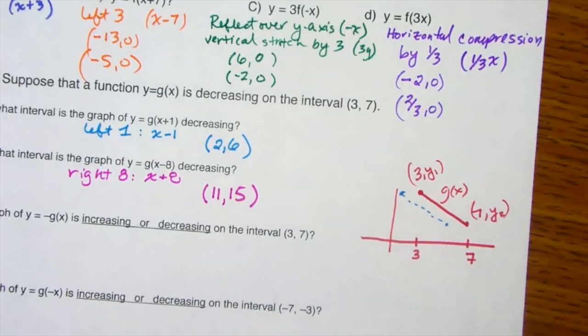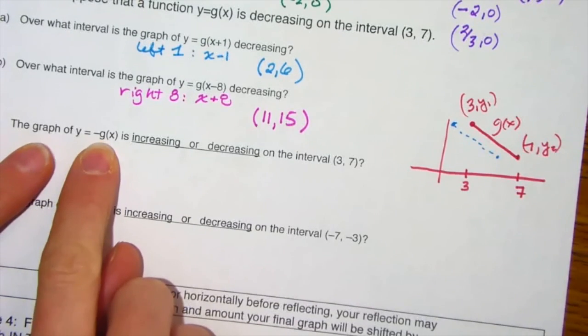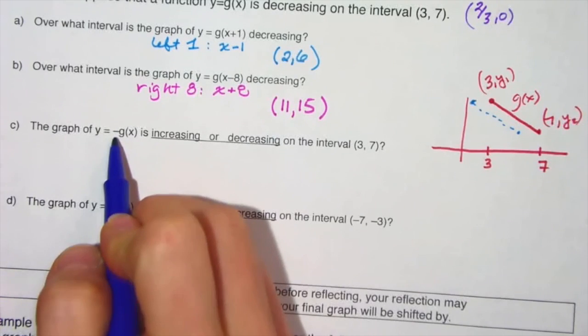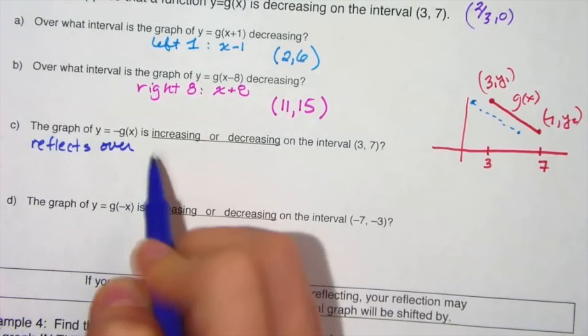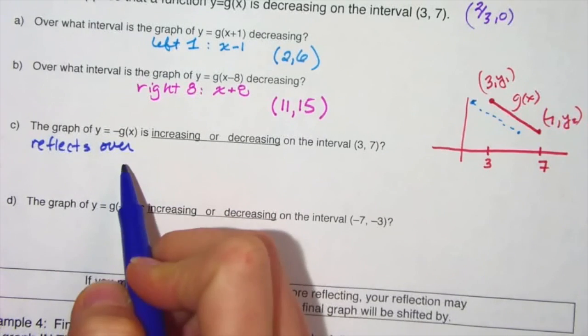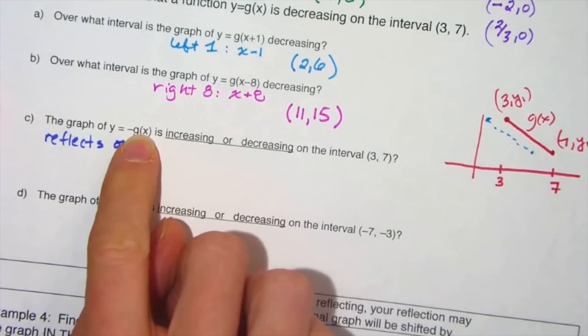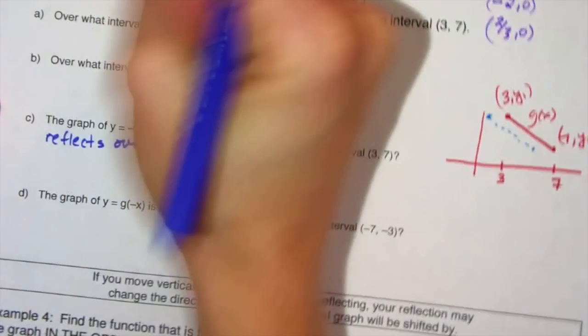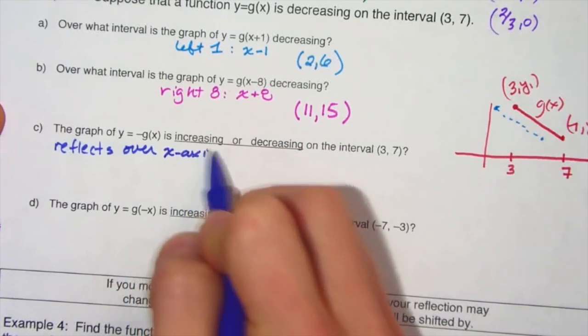Now this next part can be pretty confusing, so let's go over this. We have this graph, negative g of x. What does that mean? What's happening here? It reflects over what? It's the opposite of what? On the outside or the inside? This is on the outside. The outside always changes vertically, right? So if we're having a vertical reflection, it reflects over the x-axis. So it's a reflection over the x-axis.